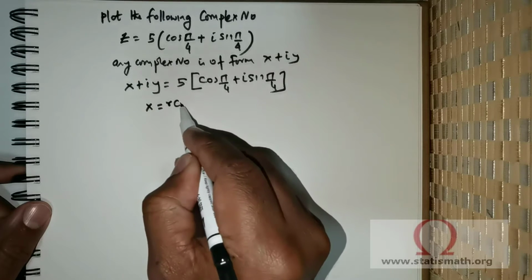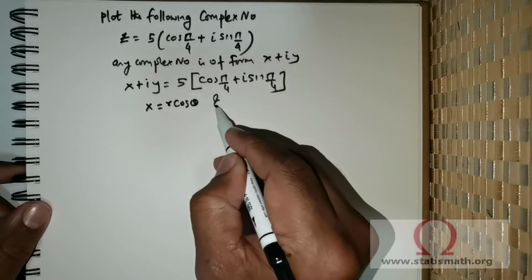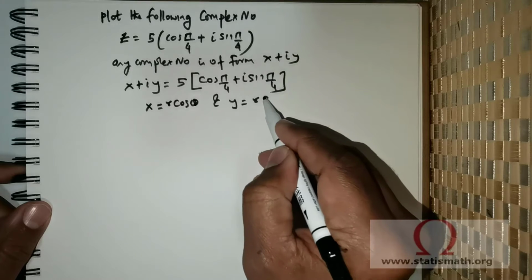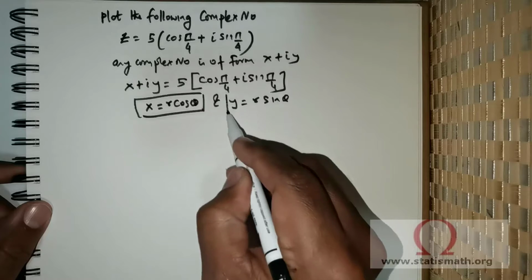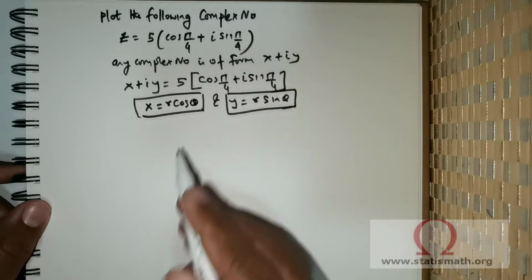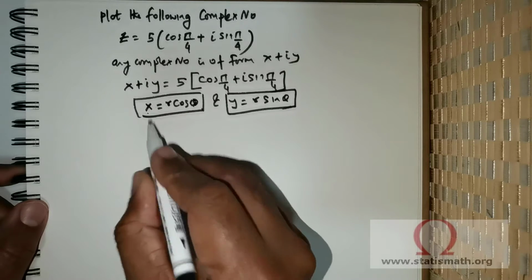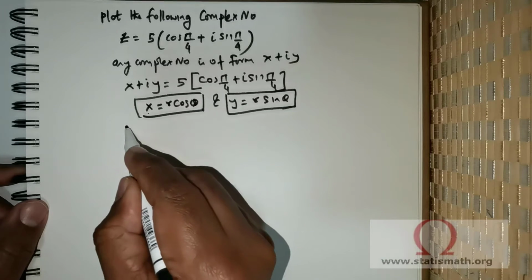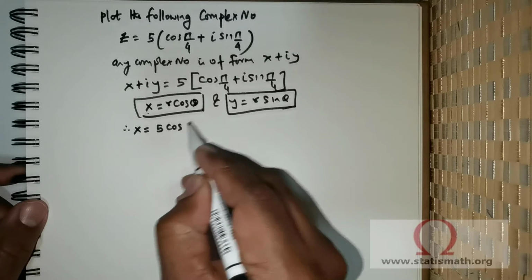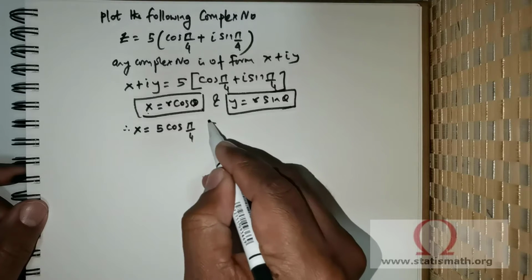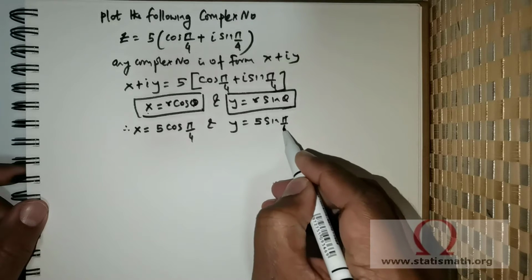x is going to be equal to r times cos theta, and y is going to be equal to r times sine theta. Have that in mind. Very important formula that is used to connect the Cartesian coordinates with the polar coordinates. Now from the above we can say x is equal to 5 times cos pi/4 and y is equal to 5 times sine pi/4.